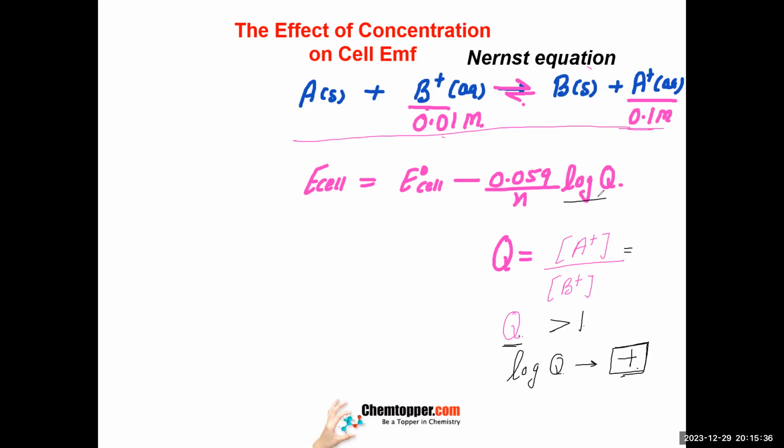If log Q is positive, then E cell for this reaction will be more than E naught cell or less than E naught cell? These type of questions will be there. E cell will be, see, this is positive, this is negative. Minus plus minus. So E cell will be, whatever is left, this only. If you are unable to answer, then it will be very difficult for me to teach. Atharva, mathematics.